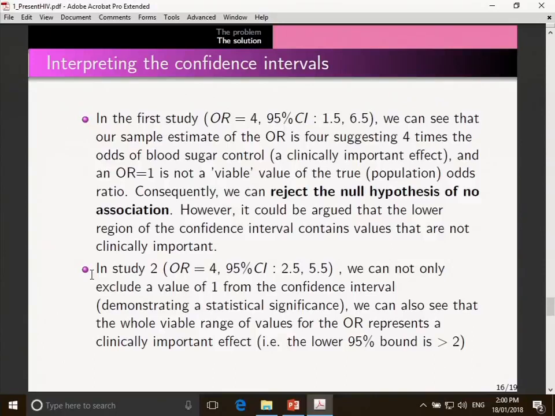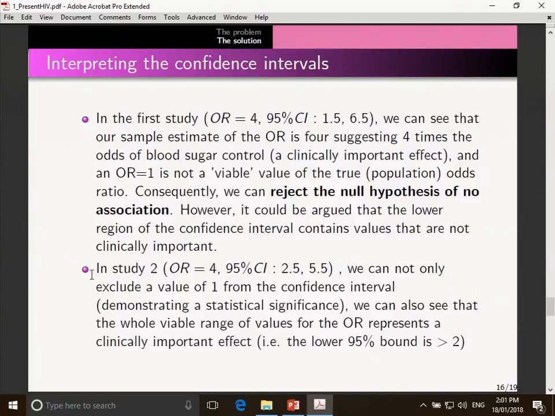So let's talk about these 4 studies. In the first study, the odds ratio was 4. The confidence interval was 1.5 to 6.5. We can see that our sample estimate of the odds ratio suggests 4 times the odds of blood sugar control in the people with the new oral hypoglycemic agent relative to those not using it. We can also see that our confidence interval does not contain 1, so a statement of no association, so no differential odds, is not a viable statement. We can throw the null hypothesis away.